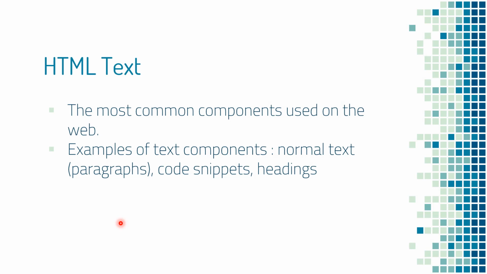As you can say, all the websites we are visiting right now should have at least a sentence, or some text. HTML text is the most used component on the web. Examples of these text components are normal text, let's say a paragraph, code snippets, or headings for the web page.